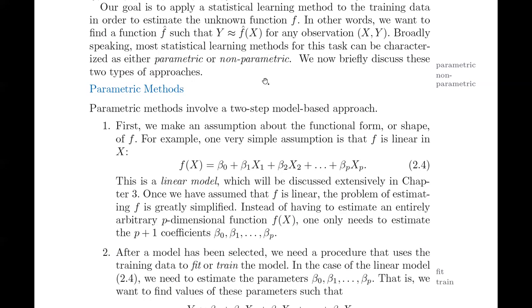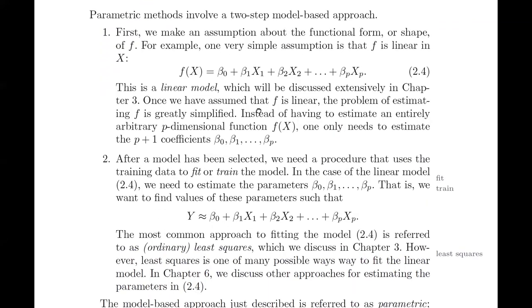Broadly speaking, most statistical learning methods for this task can be characterized as either parametric or non-parametric. We're going to go into the non-parametric today. We now briefly discuss these two types of approaches. Parametric methods, and I'm going to skim through this section, I guess we can always go back and watch the recording if you'd like to revise this. An example of a parametric method is assuming linearity between y and the predictor variables that we're using to model y, and this will be chapter 3.